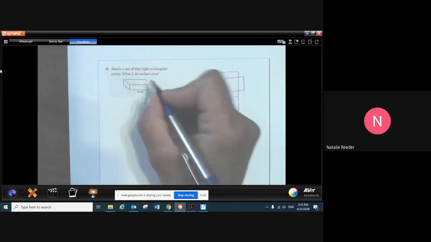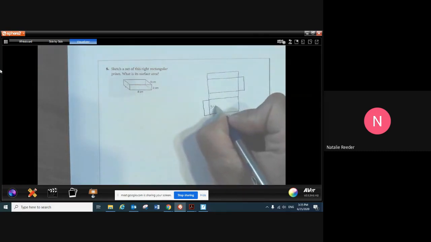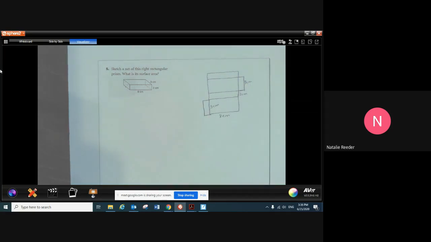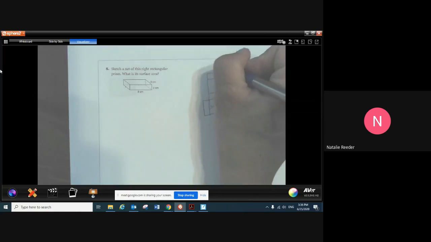And then you could tell that, well, this length, I might have made it a little too long, but it's basically longer than it would be, the 3 centimeters. And then this short side here would be the 2 centimeters. So then this one would be 3 centimeters here. This length here and this length here would both be 2 centimeters. All right, so now that we have sketched the net, remember this is a net.